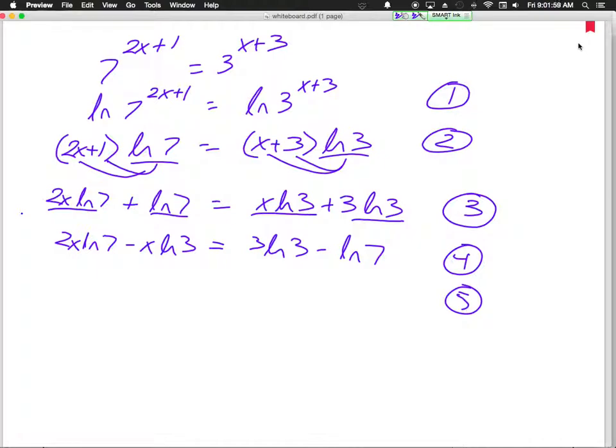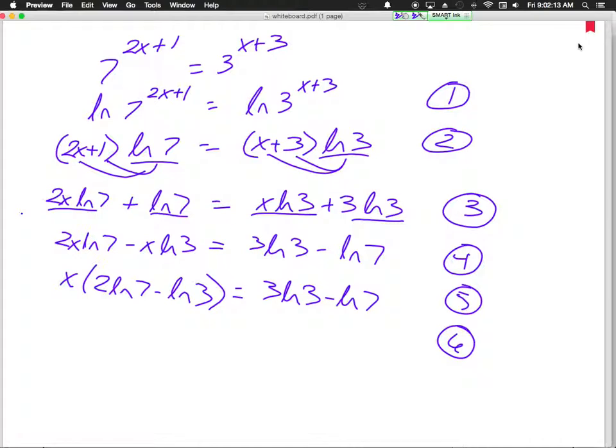Can you divide? Oh, this is seven. So what did I do there? Factor out the x. Oh, there you go.